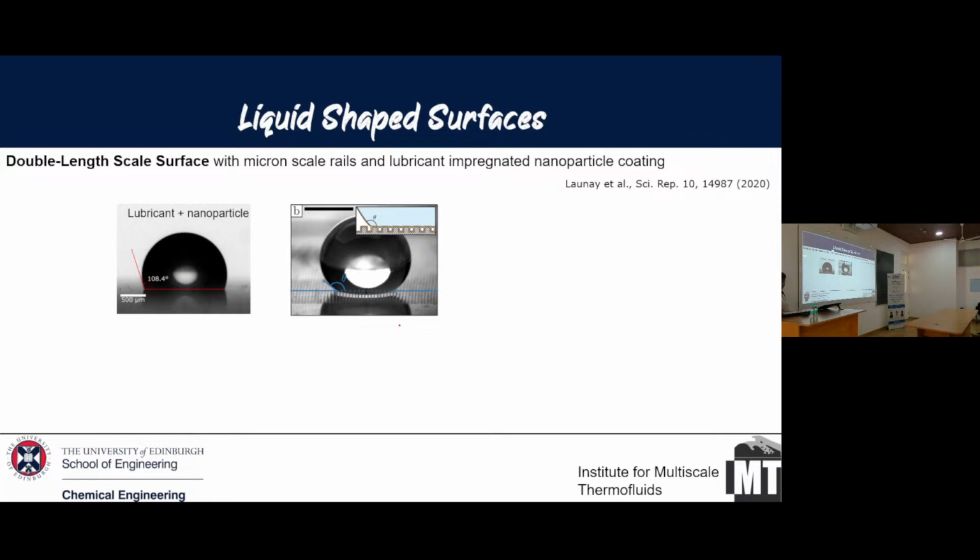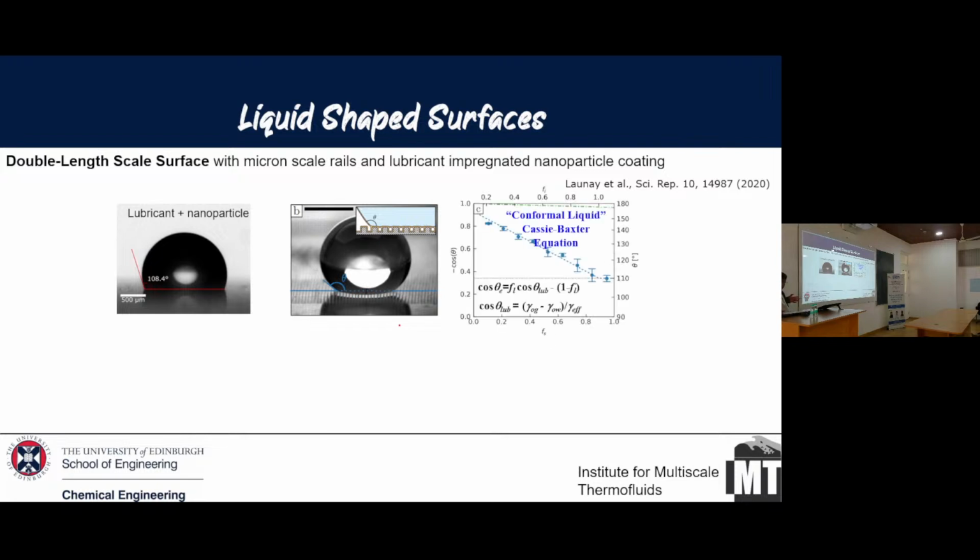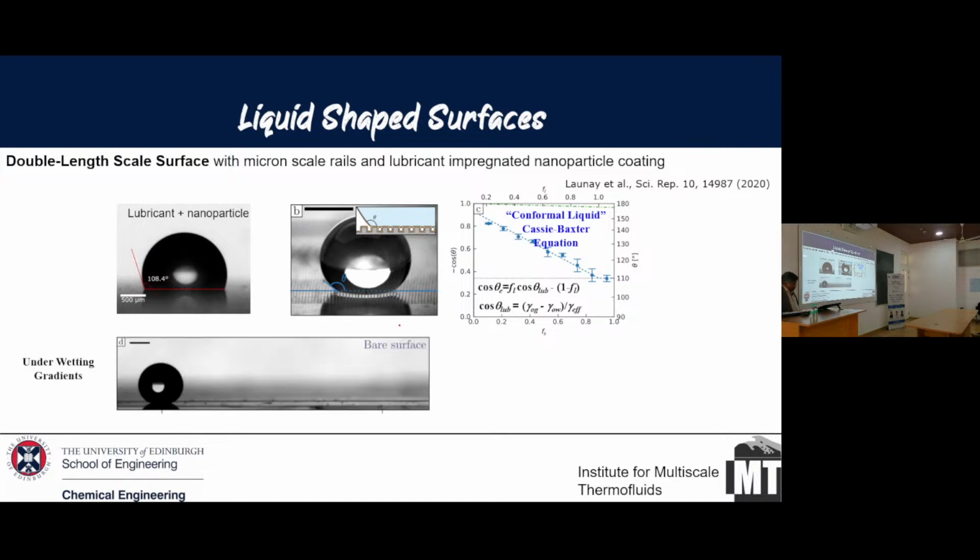The other thing you can do is look at liquid and nanoparticle interaction as well. You can see that you have this nanoparticle coating and a liquid which is impregnating on that. That is another way of creating slip surfaces. But again, the questions of durability always remain.